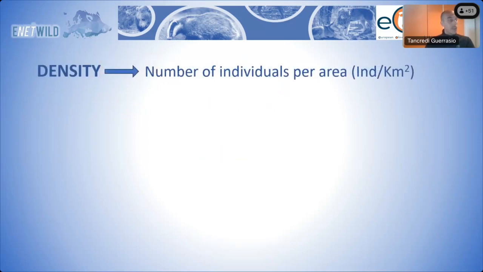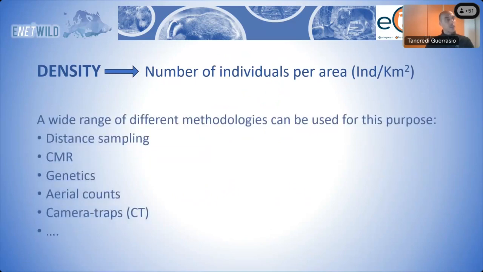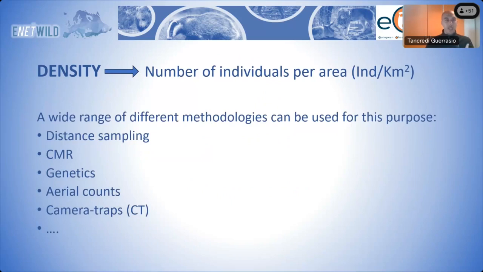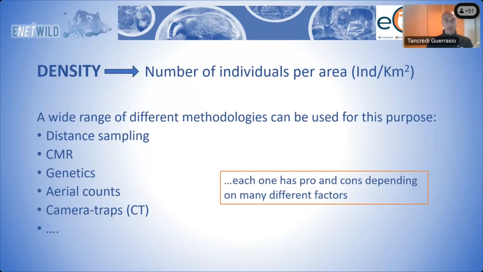So as you all know, we're aiming at wild population densities, which are given by a number of individuals for a certain area. And this, of course, can be achieved with a wide range of many different methodologies, from distance sampling, genetics, aerial counts, camera trapping. And each of these methodologies has, of course, pros and cons, depending on many different factors, from target species to environments or economic availability, and many others.